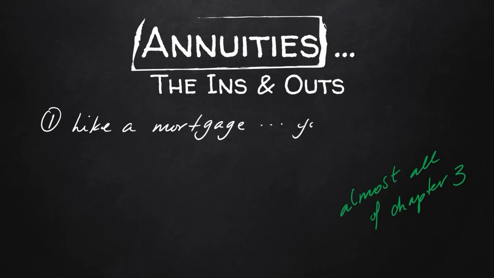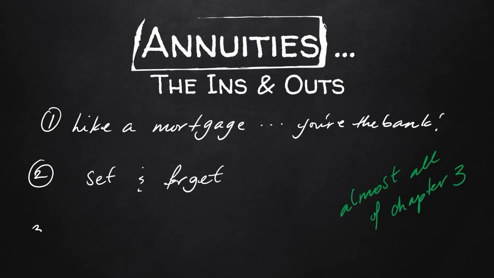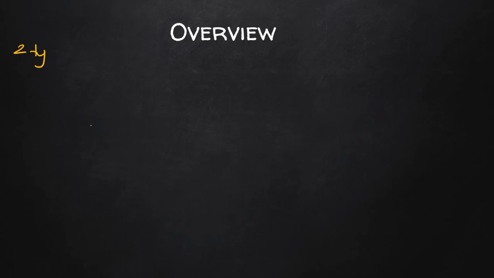The first one is that they are like a mortgage. You in this case are the lender, or the annuitant is the lender, but they are very similar to a mortgage. They are a set and forget product. And they are really great for beginner investors because they're so easy to understand, and then of course because they're a set and forget product. So we're going to go through a general overview of annuities and some important things to know about them.